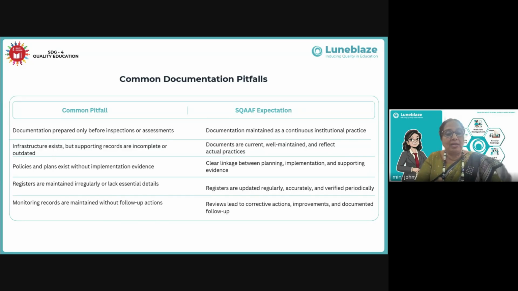Monitoring records are maintained without follow-up actions. You can see that in some classrooms the fan is not working and the tube light is not there. If the classroom is in a place where there is darkness and no proper ventilation, what happens? So the SQAAF expectation is that reviews lead to corrective actions, improvements, and documented follow-up.